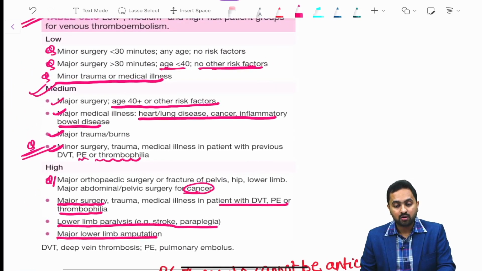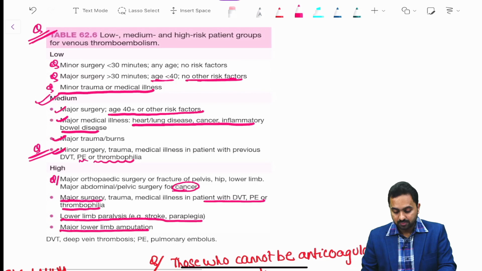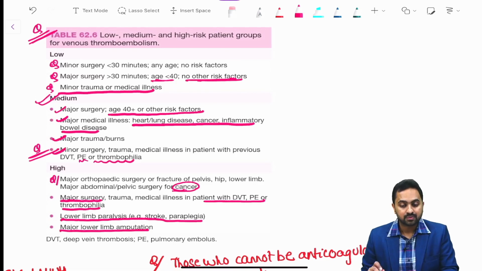So, this is a very important table from which questions are asked. So, please remember your low risk, medium risk and your high risk.